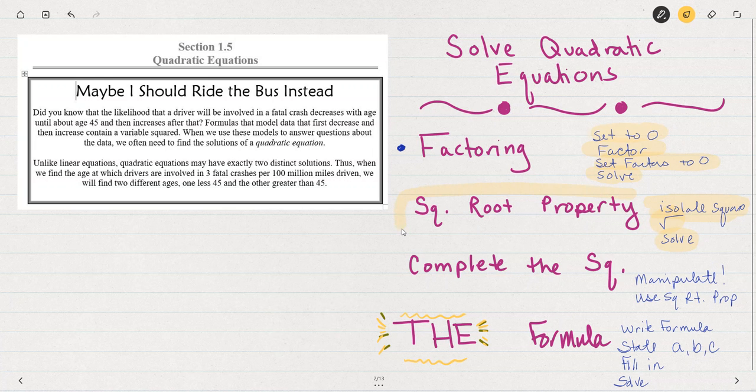Completing the square is actually going to rely on the square root property. But the square root property is what we can do when it's easy to isolate the square. Sometimes you get a quadratic equation where the x's are not all grouped together in a perfect square. So taking the square root of both sides doesn't really work. So what we do is we manipulate that equation to make it fit, squeeze it into the format we want, so then we could square root both sides and solve. So we manipulate the equation and then use the square root property.